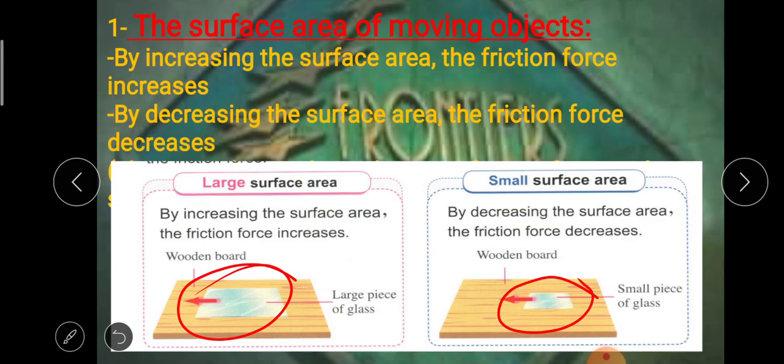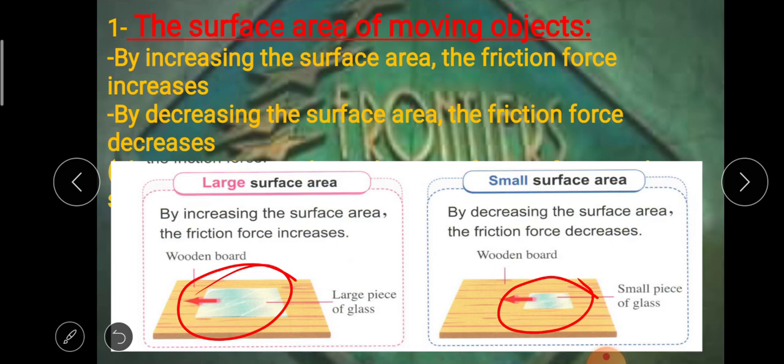If you rub a finger with your hand and then rub all your hand with the other hand, which one will make more friction? When you rub both hands together. So as the body is larger or has more surface area, the friction force will be more. By increasing the surface area, the friction force increases. And by decreasing the surface area, the friction force decreases.